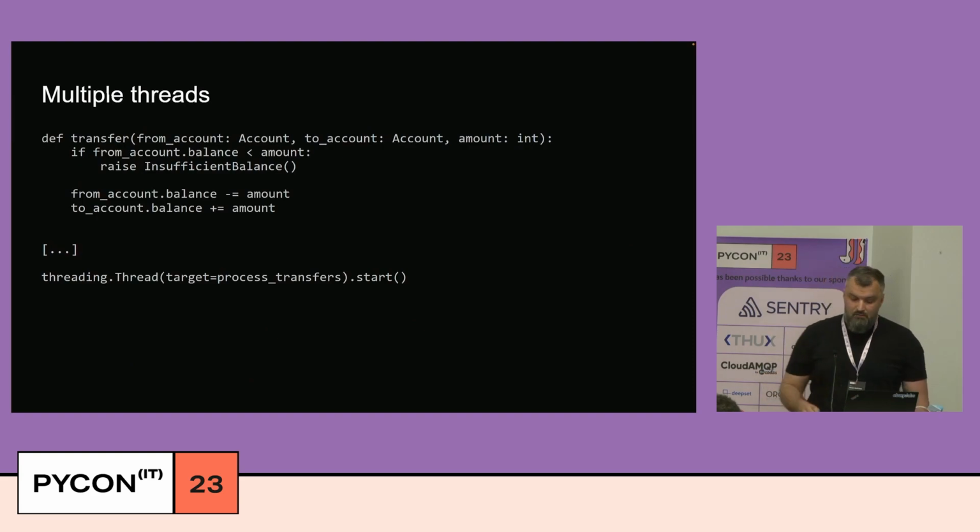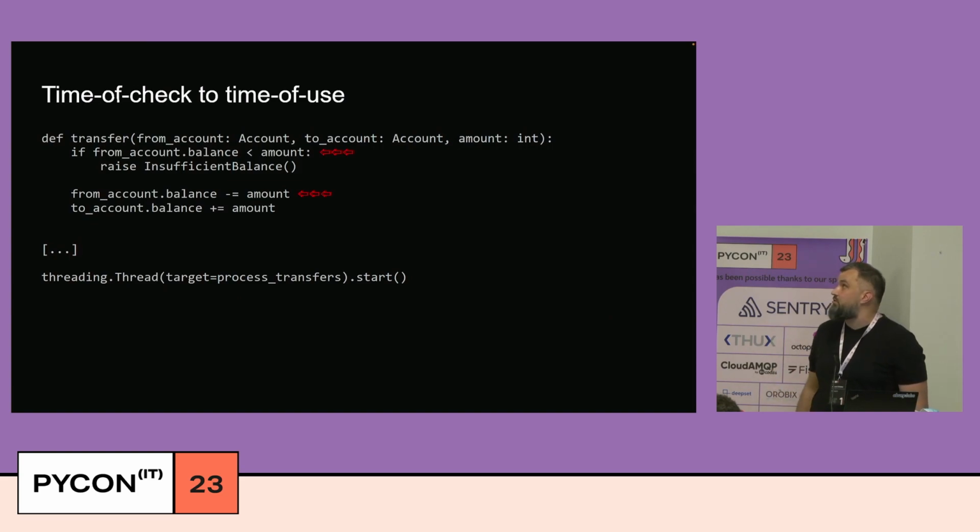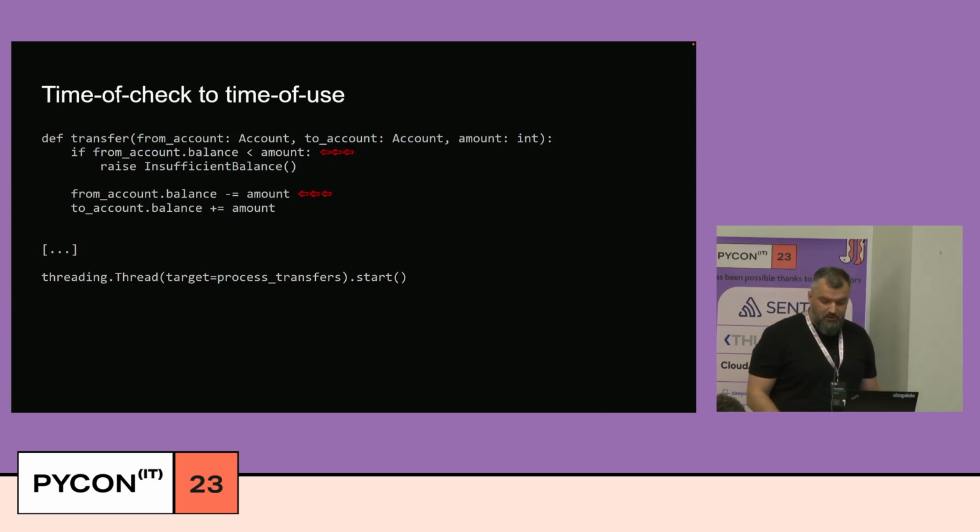So where are those concurrency issues? There is a race condition. It's a classical time of check to time of use. We check that the balance is sufficient to withdraw the amount, and only later we decrease the balance. And between those two steps, some other thread might do the same. And as a result, the account would go into negative balance. So this is a thing that we want to avoid.